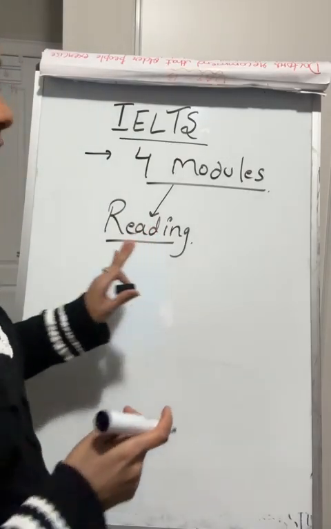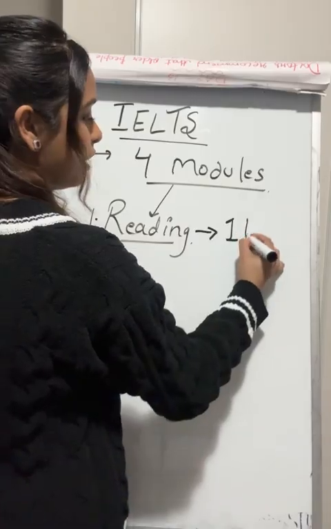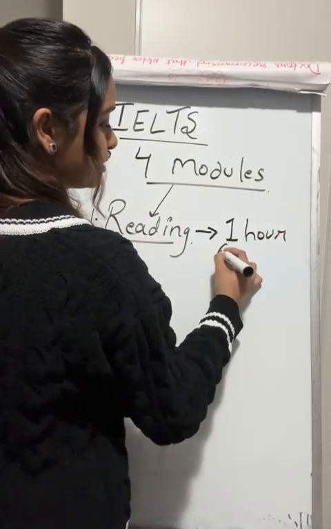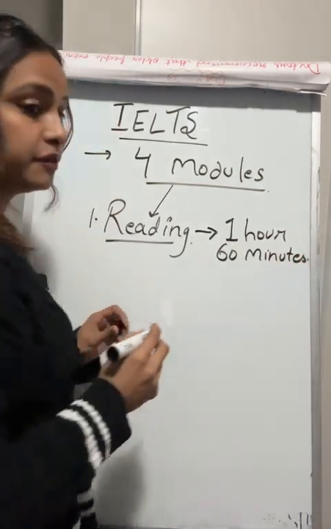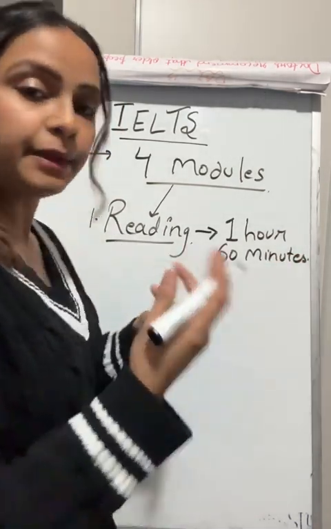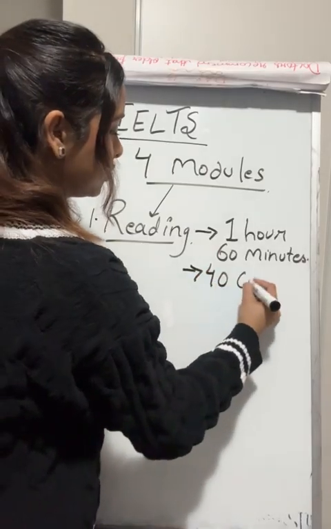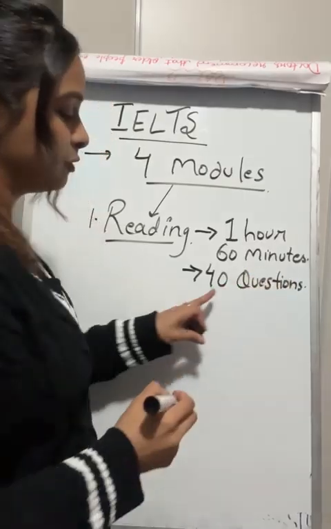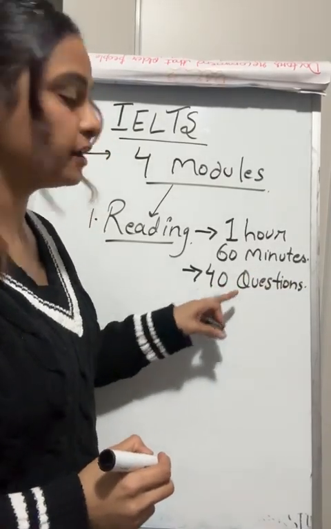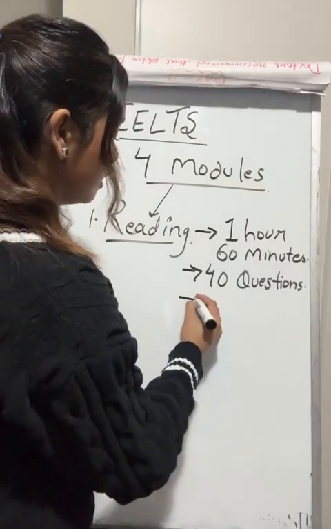Reading is the first module and it consists of 1 hour, that means 60 minutes. There will be different types of questions, and the total will be 40. So there will be 40 questions which you have to attempt in 60 minutes. So you have to be very quick in finding the answers.